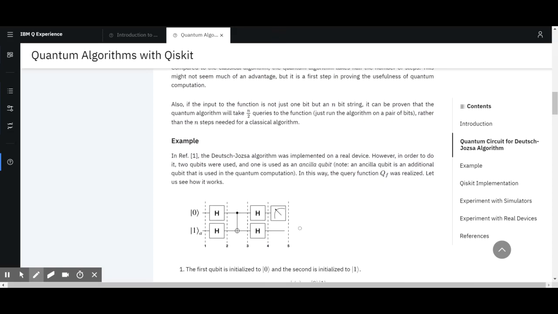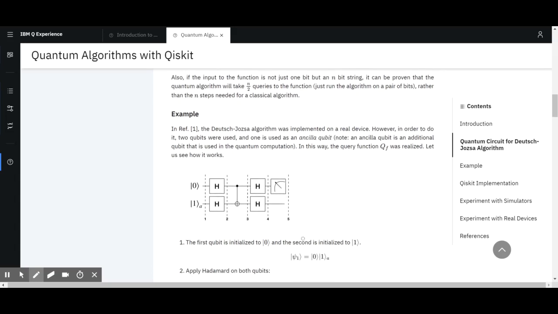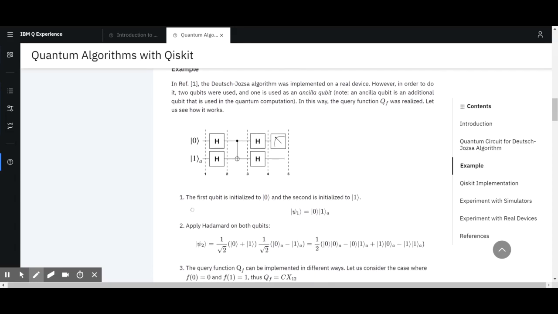Okay, if the algorithm was implemented on a real device, however, in order to do it, 2 qubits were used. And one is used as an ancilla qubit. An ancilla qubit is an additional qubit that is used in the quantum computation. In this way, the query function was realized. Let us see how it works. So that's kind of more the practical implementation. The first qubit is initialized to 0, and the second is initialized to 1.